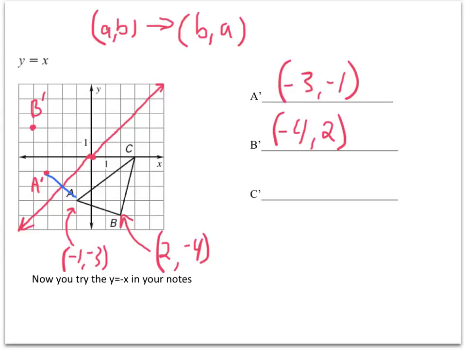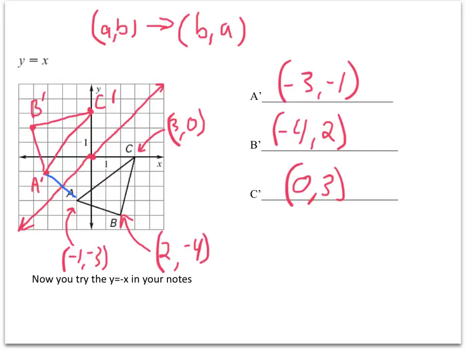And then finally, point C is (3, 0). So C prime must be (0, 3), just reversing them around. 0, count up 3, that's C prime, and connect A prime, B prime, and C prime, and you'll notice that it does indeed represent the reflection across the line y equals x.